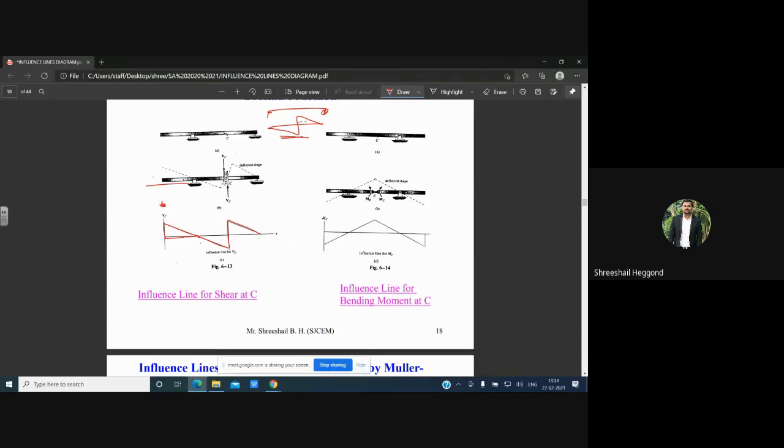If it is both sides overhanging, then you need to do, if this side also has overhanging, in such cases the diagram may come like this. Okay, now it is not given, so no need of drawing. If it is both sides overhanging, the diagram of shear force can be drawn like this.